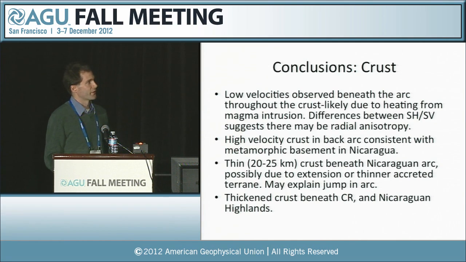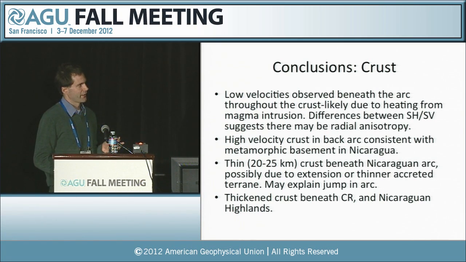So in conclusion, for the crust, we see low velocities throughout the arc crust, which we interpret as being due to magma intrusion. The differences between SH and SV suggest there may be strong radial anisotropy. The high velocity crust in the backarc is consistent with metamorphic basement. Thin crust beneath the Nicaraguan arc is possibly due to extension or a thinner accreted terrain, but this may help to explain why there's the jump in the arc segment there.